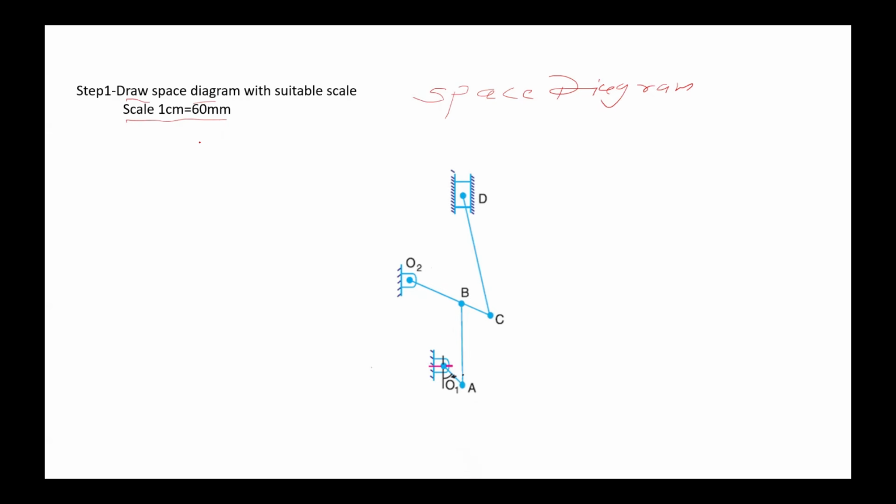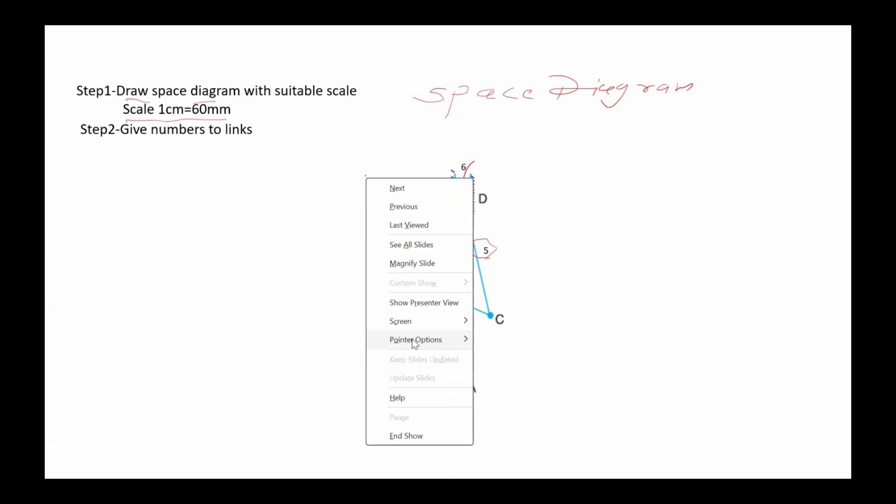Now the second step in the ICR method is to give numbers to the links. These are the different links. See here, this is the first link, which is the fixed link. Then O1A is link 2. So put a number on all the links. AB is link 3. Then O2C is link 4. CD is link 5. And this slider is link 6. In this way, this mechanism consists of 6 links.